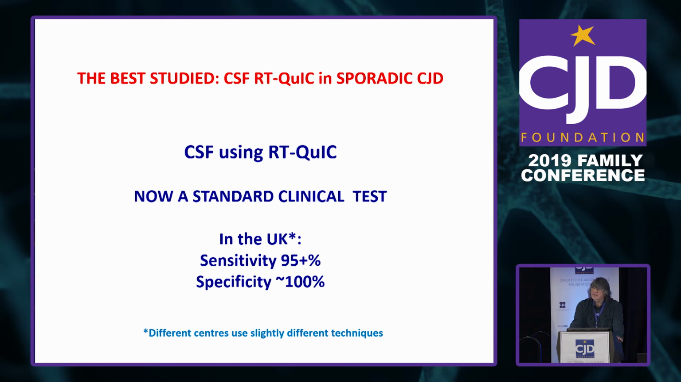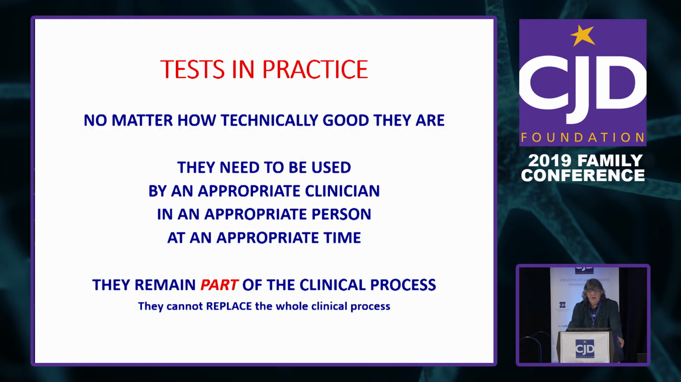In the UK, the sensitivity is over 95%. That means very few cases of sporadic CJD are negative. And so far, the specificity has been 100%, meaning we haven't seen a positive test in somebody without sporadic CJD. Now, different centres use slightly different techniques, so these are figures that I can give you for the UK only. And I should say one thing that's very important. No matter how technically good a test is, it needs to be used by an appropriate clinician at an appropriate time in an appropriate person. They are always and forever only part of the clinical process.